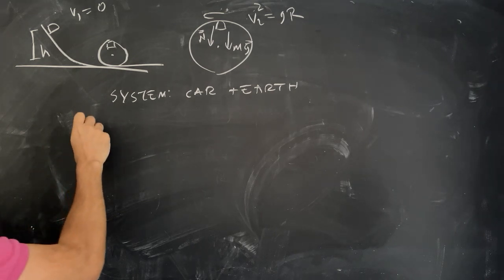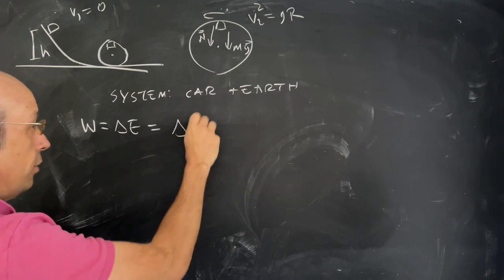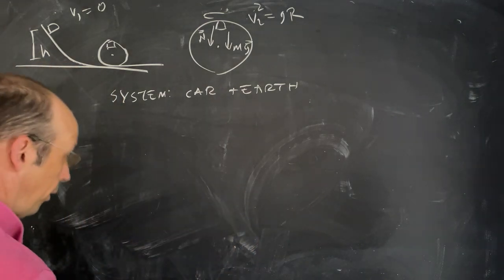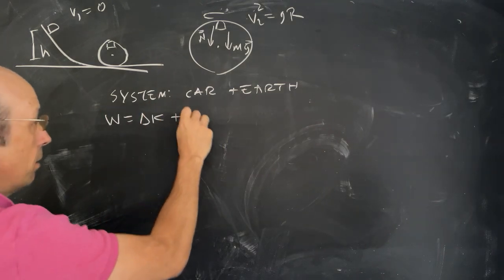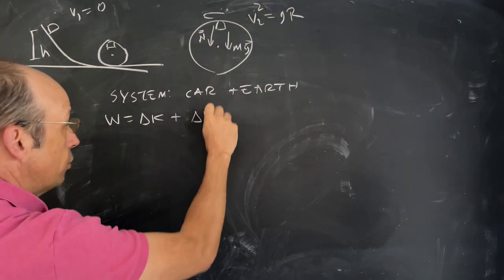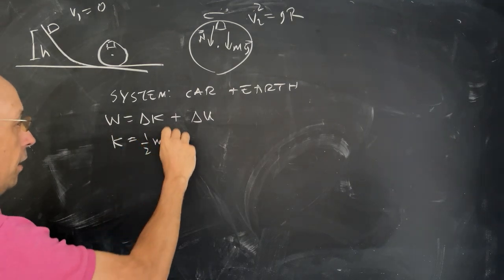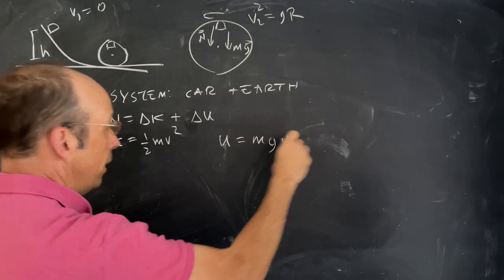So now I can say work is the change in energy, which is going to be the change in kinetic energy of the car. We'll assume the Earth doesn't move, which is a pretty good assumption. Work equals change in kinetic energy plus the change in potential energy. The kinetic energy is 1/2 mv squared. The potential energy is mgy.